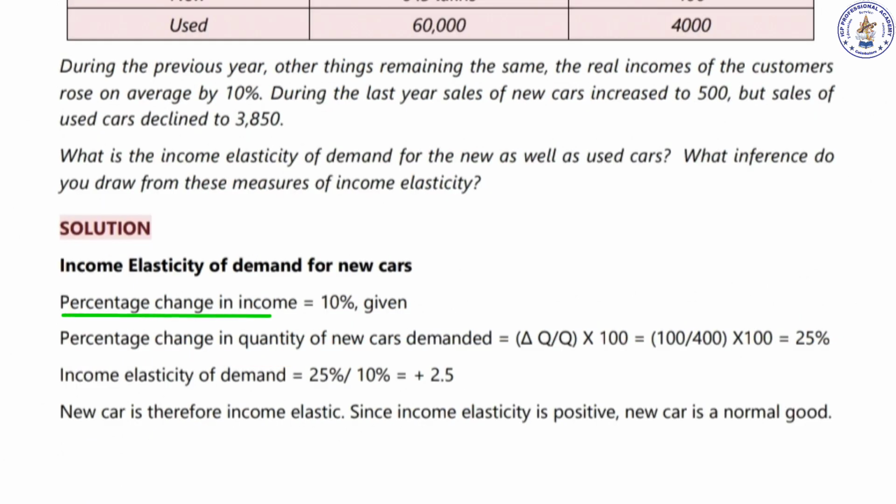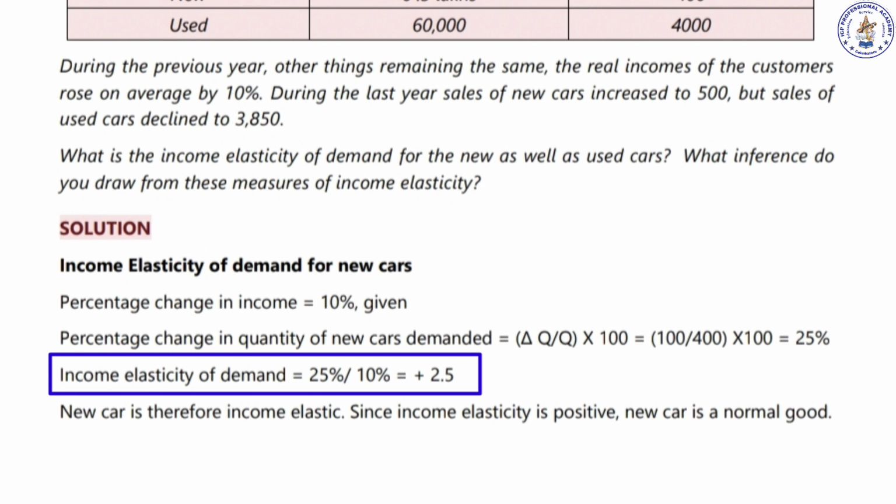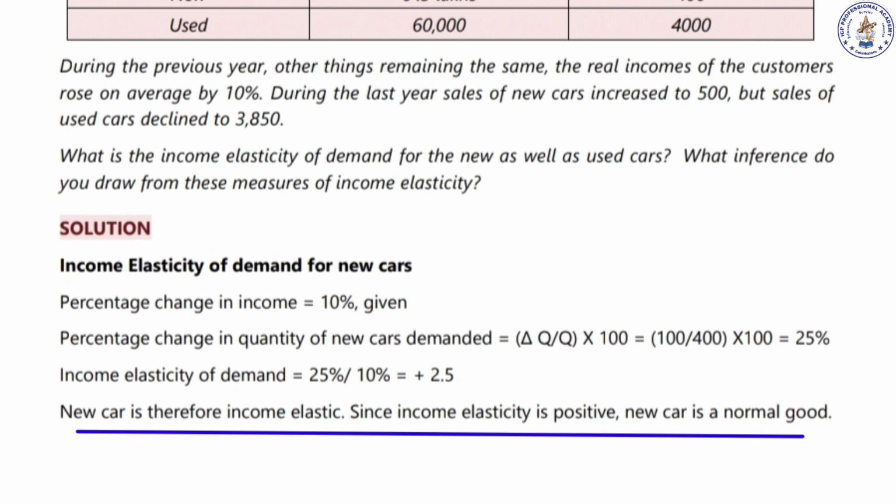Now let us say the percentage change in income has been given as 10%. The percentage change in the quantity of new cars demanded has been given as from 400 to 500. That is a 25% increase. So income elasticity is 25% divided by 10%, that is 2.5. So new car demand has increased due to the income. So here it shows a positive 2.5, that is more than 1. So it means that it is highly elastic. So new car is a normal good.